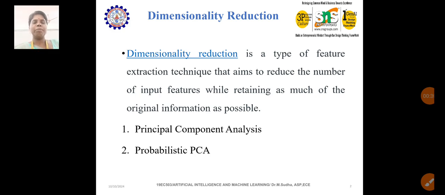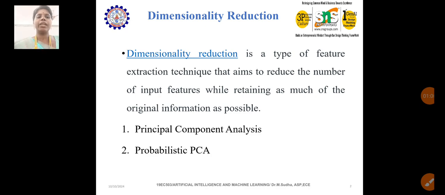The same explanation is used in machine learning and artificial intelligence technology, with the help of machine learning algorithms. Dimensionality reduction is a type of feature extraction technique that aims to reduce the number of input features while retaining as much of the original information as possible. We can observe that it reduces the number of input features.